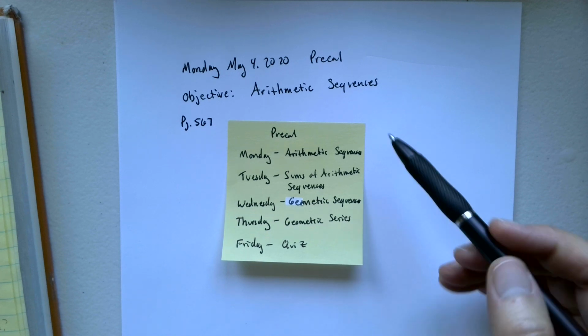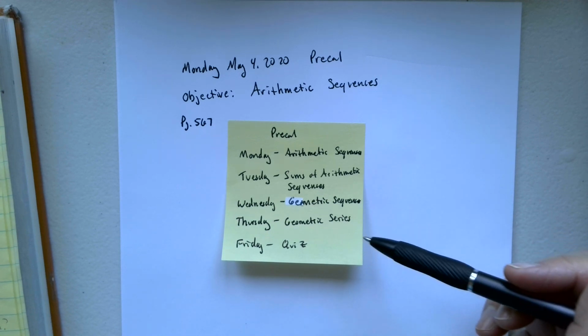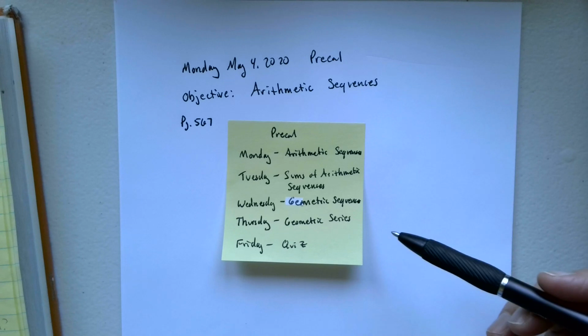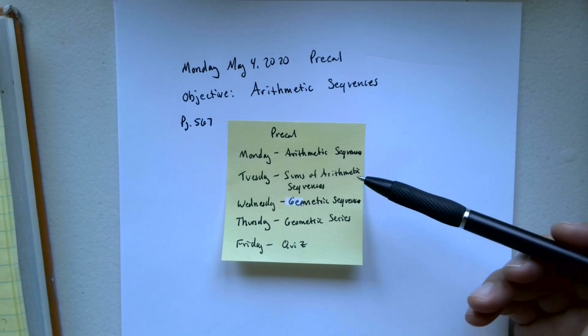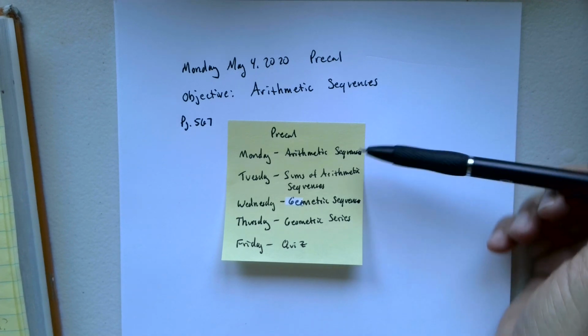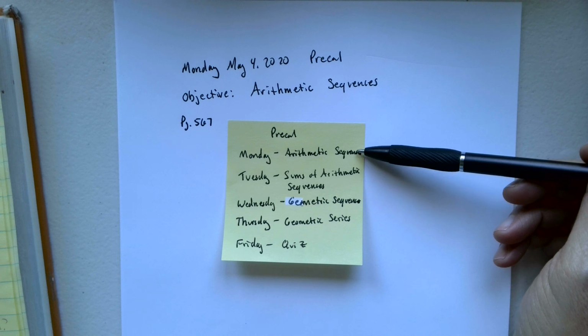This is our video for Monday, May 4th for pre-cal, and our objective today is arithmetic sequences. You'll need your books open to page 567. Here is our week this week. On Monday, we're going to do arithmetic sequences.